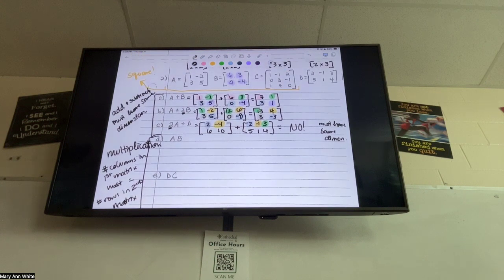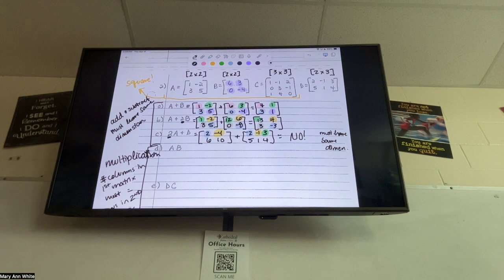What was it? The dimensions of letter A? 2 by 2. And what was it for letter B? 2 by 2. Okay. The thing that must match are the 2 numbers in the middle. So the second number is the number of columns. So the second number for the first matrix and the first number for the second matrix. Those 2 numbers in the middle should match. These match, so this is good. We can do this multiplication.